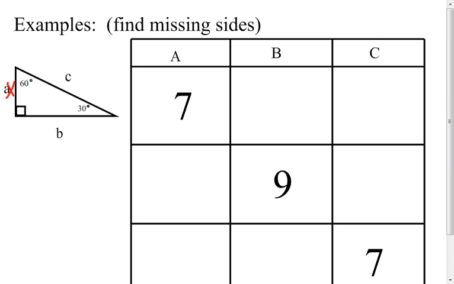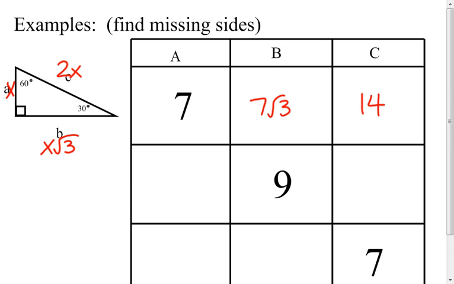Okay, moving on to a 30, 60, 90 degree triangle. The short leg will be x. The long leg will be that distance times the square root of 3. And the hypotenuse will be 2 times the short leg every single time. All right, so we'll do a few of these, okay? So if the short leg in the first row is 7, then the long leg, or side B, will be 7 root 3, and the hypotenuse will be 2 times 7, which is 14.